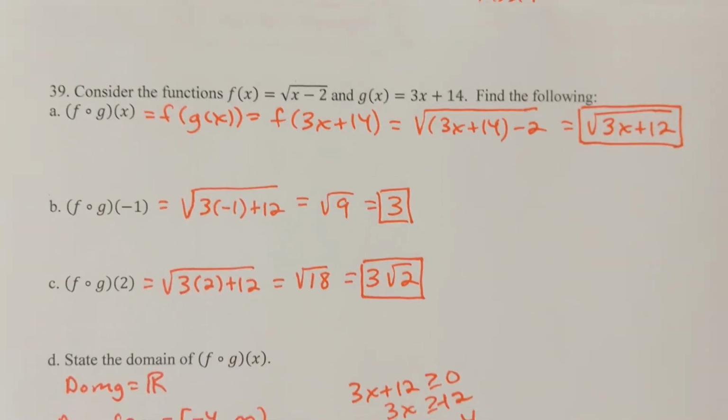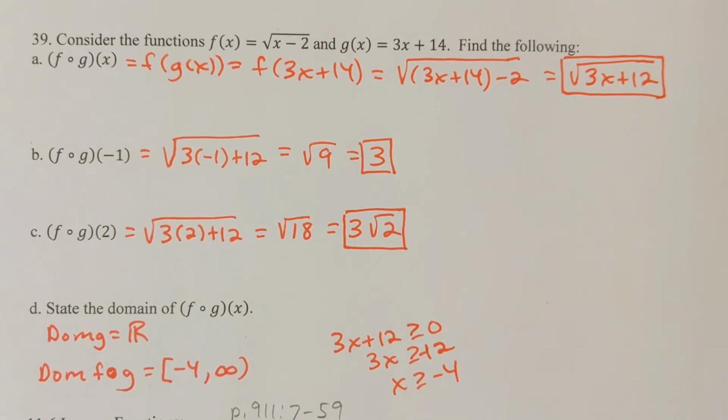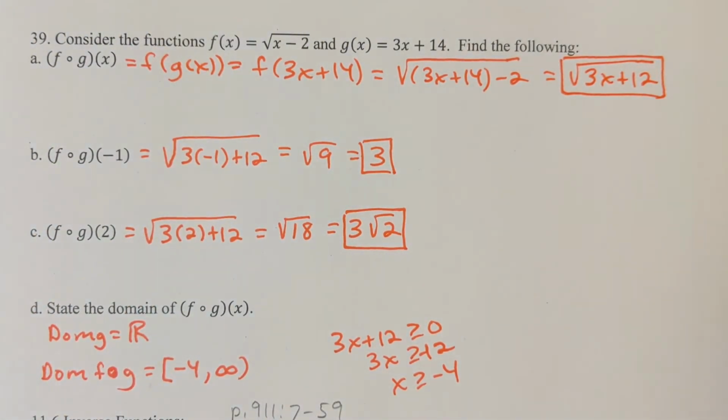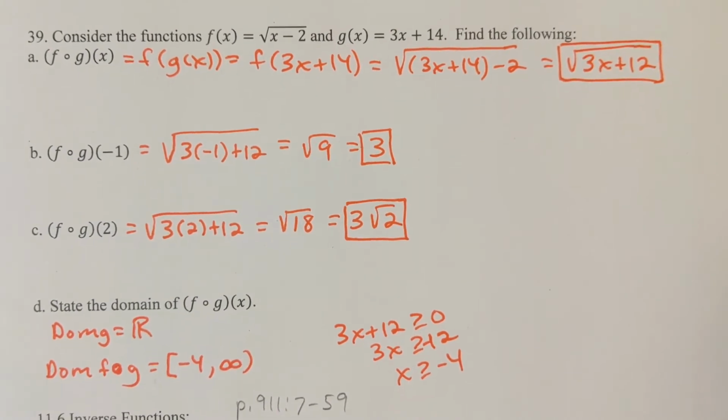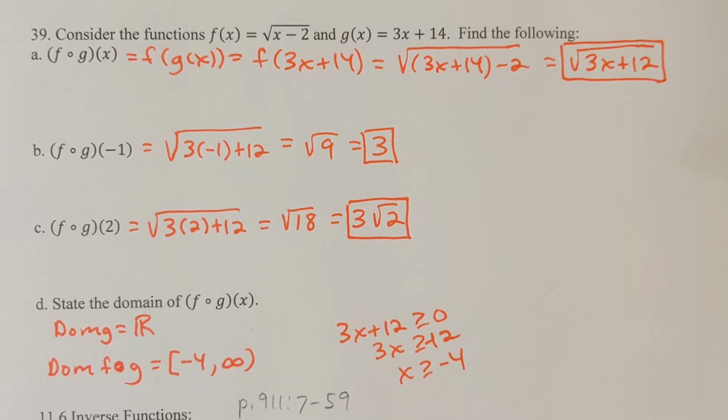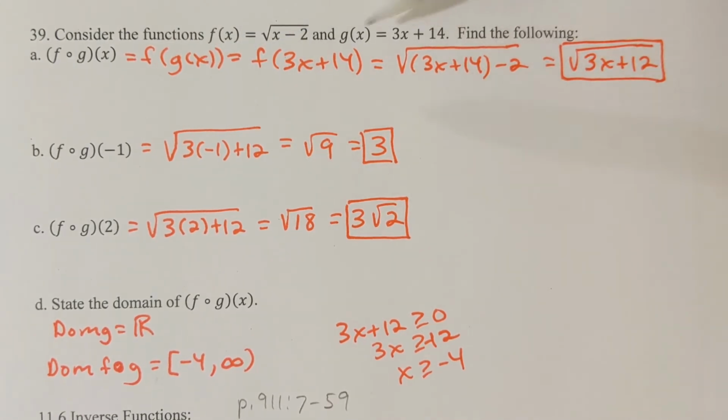There's one more problem in this section that we'll look at. So problem 39, consider the functions f and g that are given there. Part A, compute the composite function f composed g of x. All right, so that means I've got to plug g into f. Here's g of x, it's 3x plus 14. Everywhere that I see an x in f, there's only one, replace that with 3x plus 14.